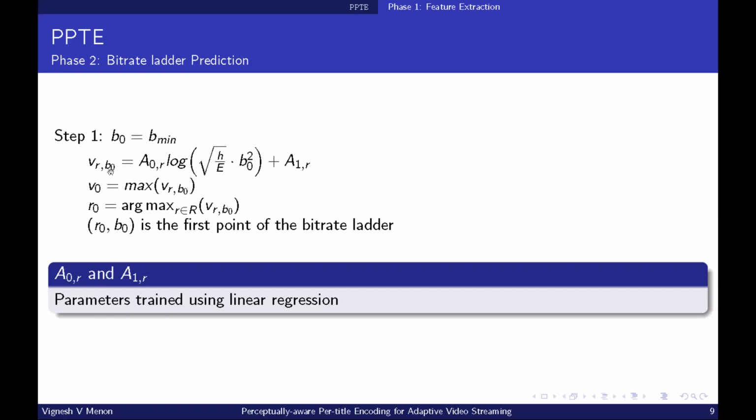For VRB0, the values obtained for multiple resolutions, the maximum value is considered for the bitrate ladder. The value of R corresponding to the maximum value is chosen as R0 for the bitrate B0. Thus, R0 B0 is the first point of the bitrate ladder.